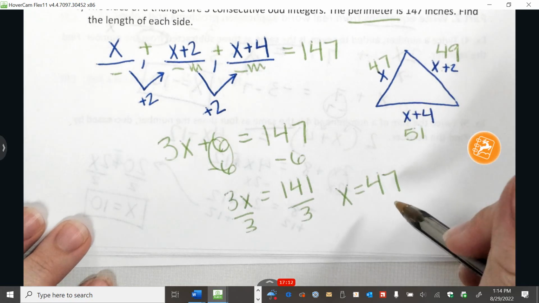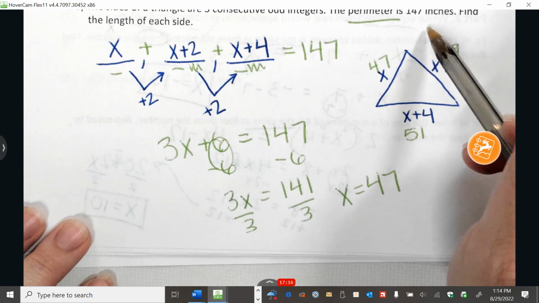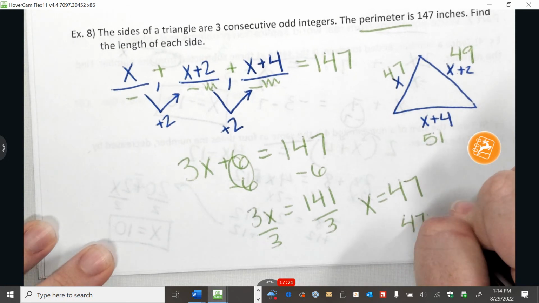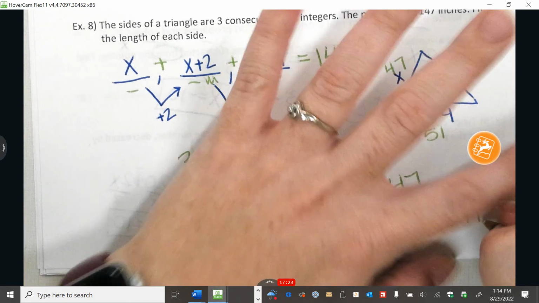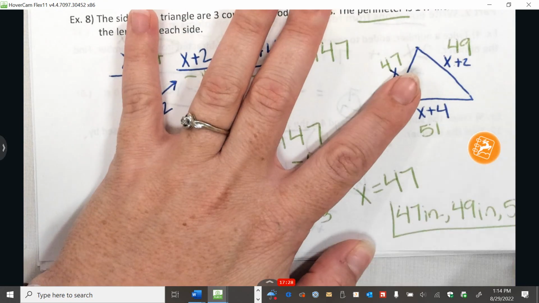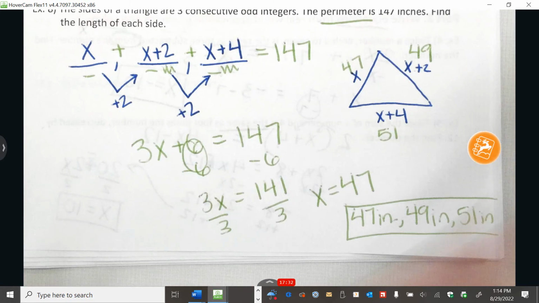Now, because it said perimeter, what is my measurement? Inches. So my answer is 47 inches, 49 inches, and 51 inches. Okay, I wanted to do those back to back because they're similar, when number 7 is different. So, last one I'm going to do with you is number 7.